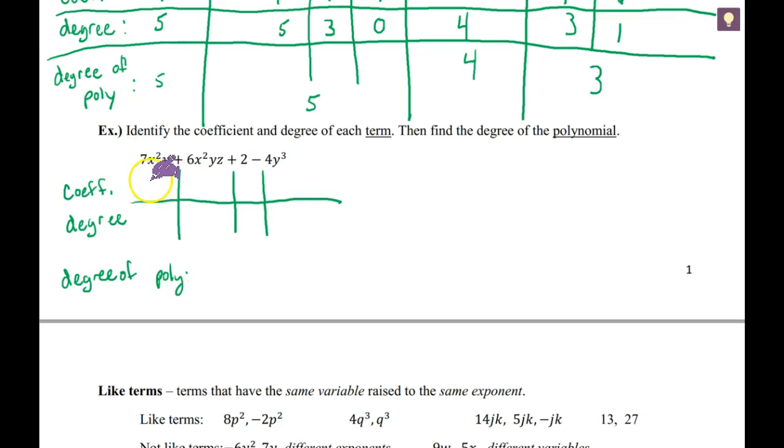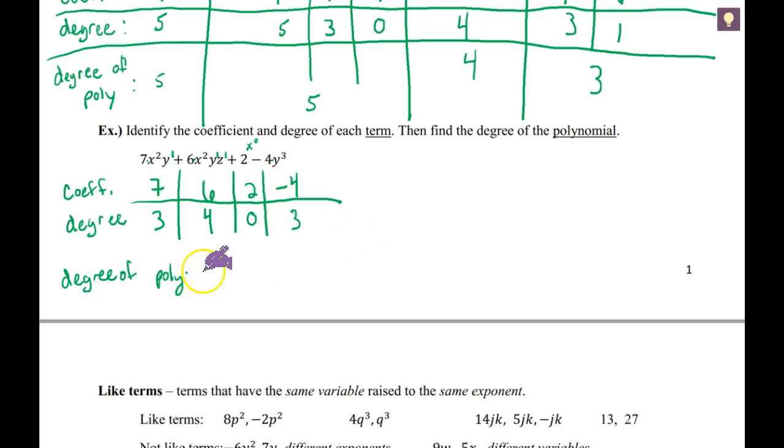The coefficient is the number out front, so 7, 6, 2, and -4. Right? The number being multiplied by the variables or a constant. The degree is the sum of the exponents for each individual term. So this is 2 plus 1. This term has degree 3. This is 2 plus 1 plus 1. This has degree 4. This does not have a variable. It's like x to the 0 power. So the degree is 0. And then this is just y cubed, so it's degree 3.